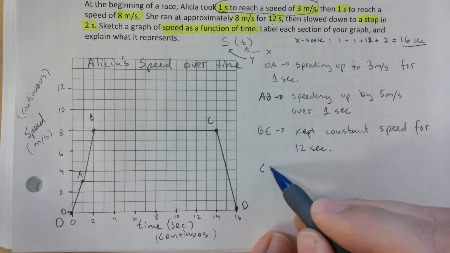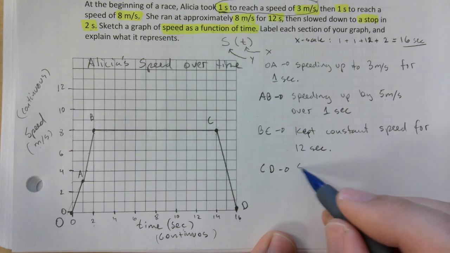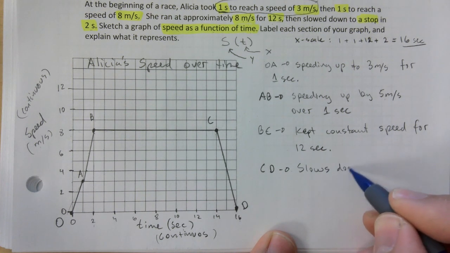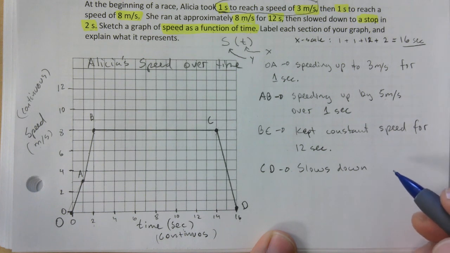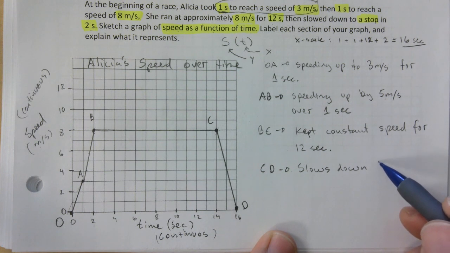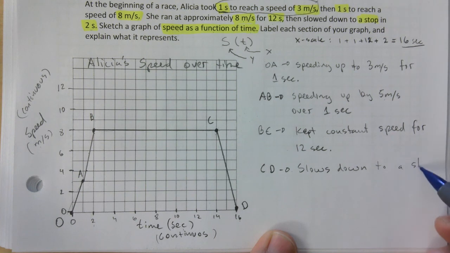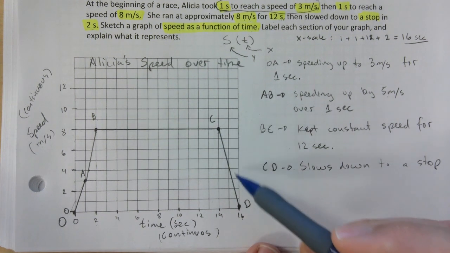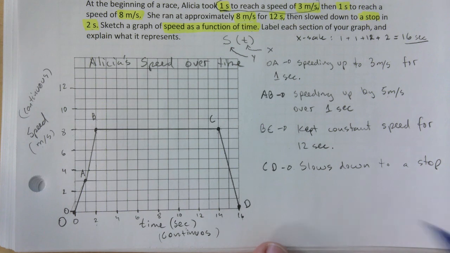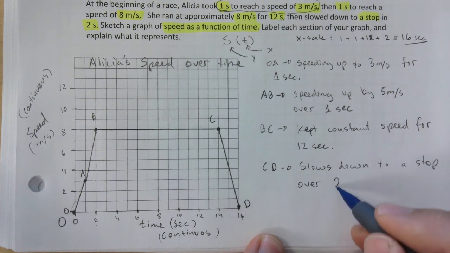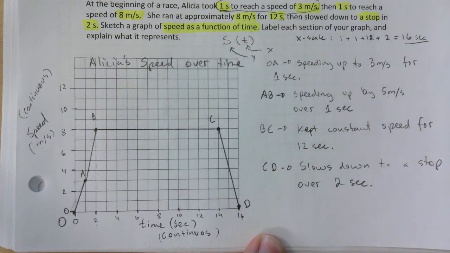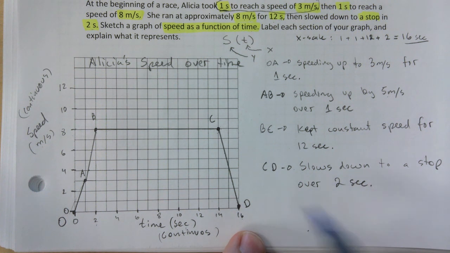And then from C to D, slows down to a stop. You could also say slows down by 8 meters per second, right? Over 2 seconds. So we basically said the same thing that we were told, but in a slightly different way, just looking at how much did it change over time. Okay, I'll make a note here. Maybe I'll do it on the back side because it's a blank page there.